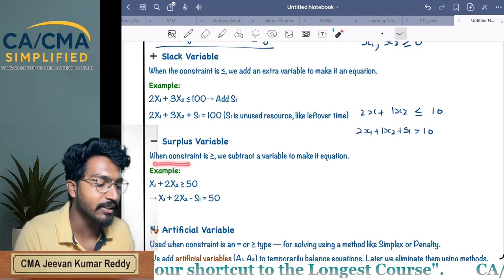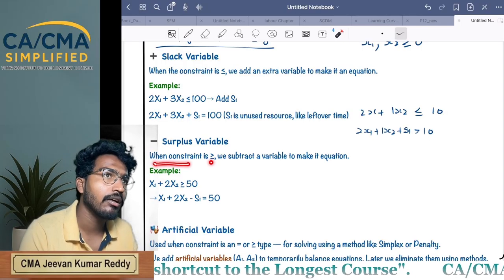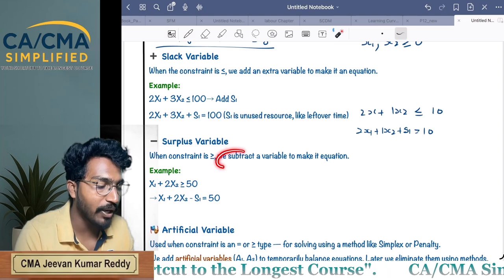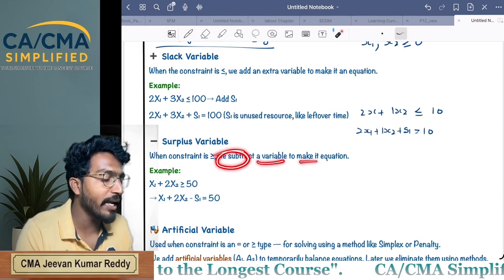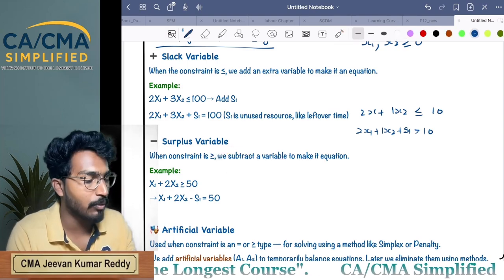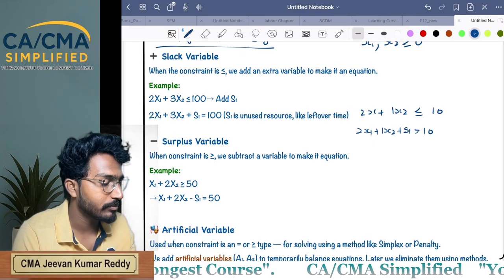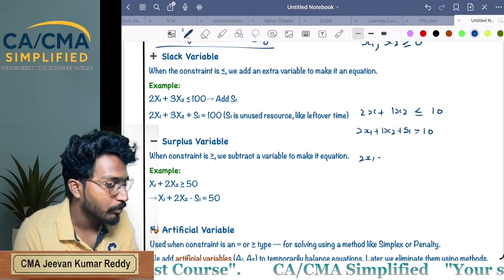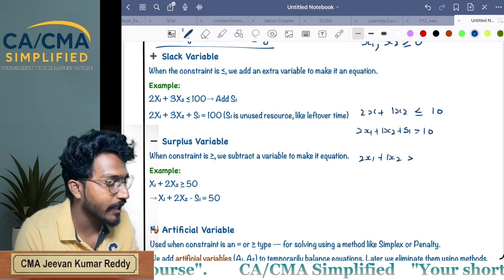What is a surplus variable? When the constraint is greater than or equal to, we subtract a variable to make it an equation. For example, same equation: 2x1 plus 1x2 greater than or equal to 10.